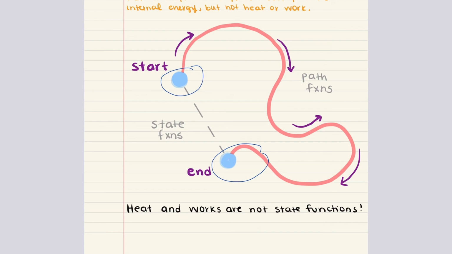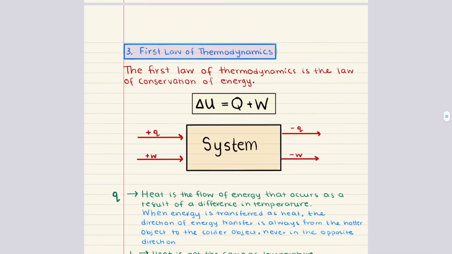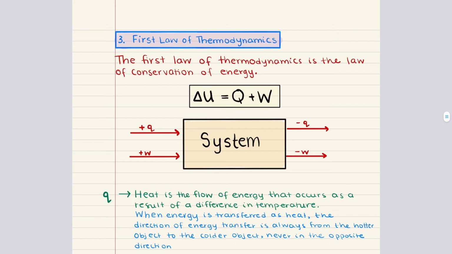So in summary, state functions give us a way to define the equilibrium properties of a system, while path functions like heat and work help us understand the processes that lead to those equilibrium states. Now, with that, we've covered objective 2, and we can move into objective 3, which we'll actually cover in the next video.